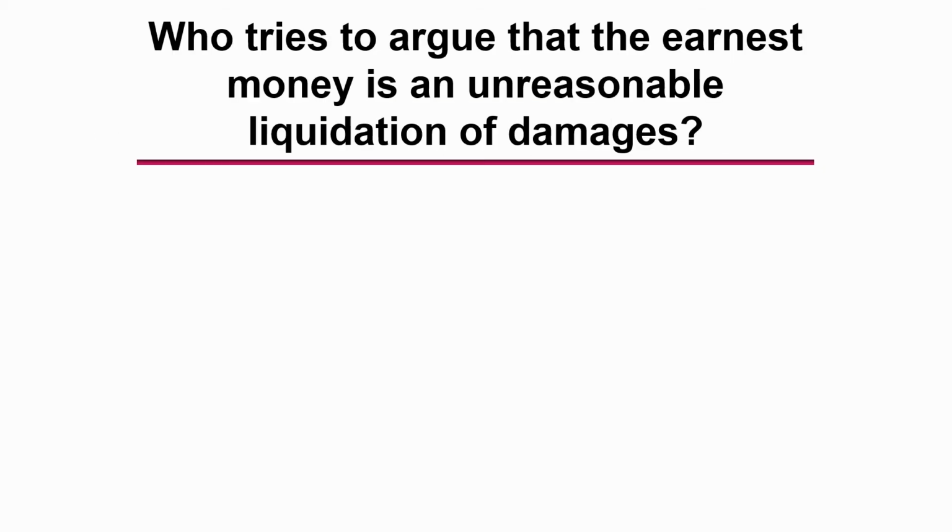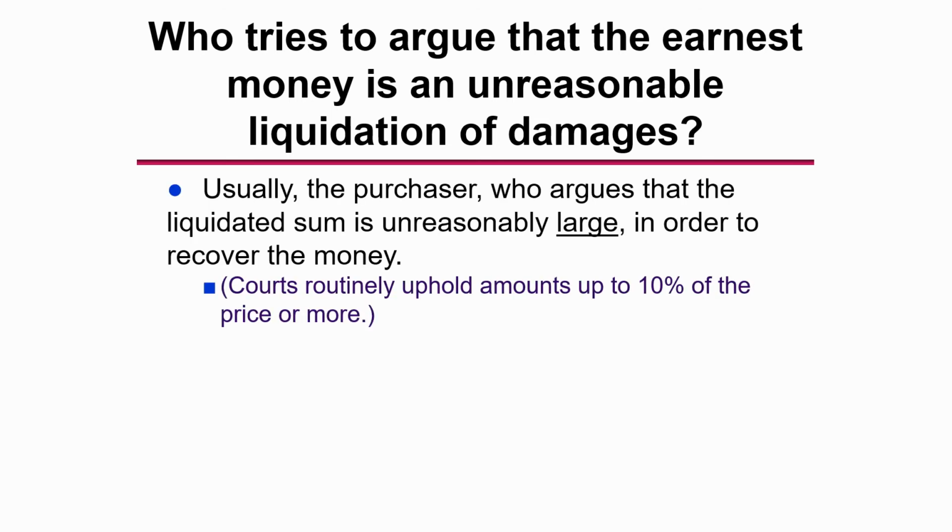This distinction between a valid liquidated damage clause and an invalid penalty means that it's possible to argue that the earnest money clause is an unreasonable liquidation of damages and therefore should be set aside by the courts. Who tries to argue that? Usually it's the purchaser, and the purchaser usually argues that the liquidated sum is unreasonably big in order that they can have the court set it aside, give them back their money, and they only have to pay actual damages.